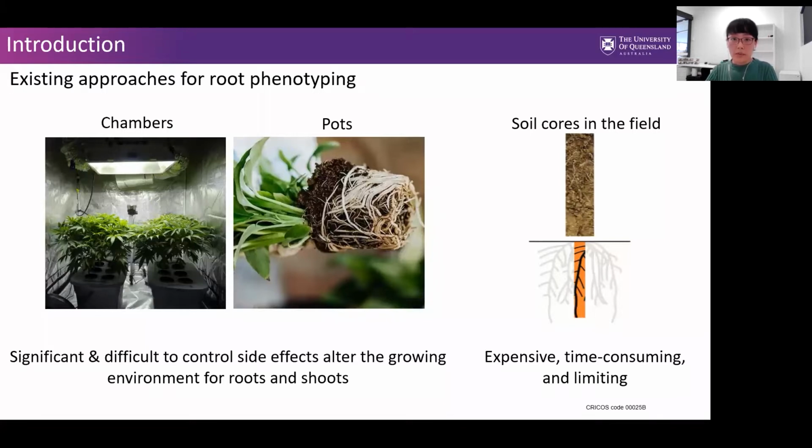In the field, the soil coring method is the most commonly used approach for assessing the crop root. But this method is destructive, expensive, and extremely time-consuming when hundreds of plots need to be assessed. And this approach also has a large uncertainty because just a small portion of the root is collected by the soil core to represent the large root systems. So there is a need for developing a low-cost, repeatable, and rapid approach for characterizing the crop root system and its activity in the field.